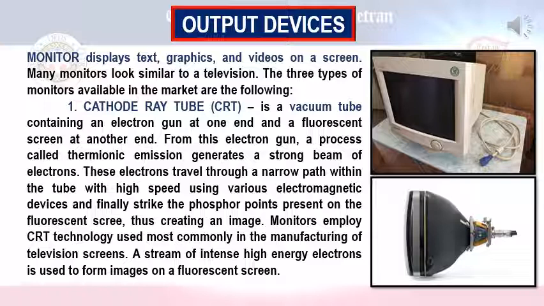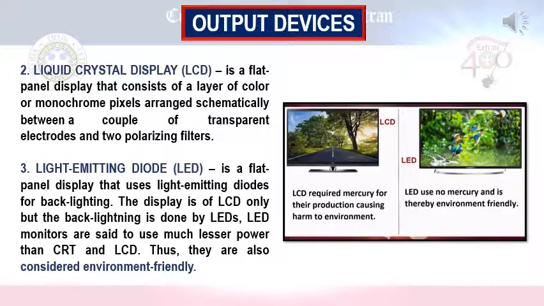A cathode ray tube is a specialized vacuum tube in which images are produced when an electron beam strikes a phosphorescent surface. Most desktop computer displays make use of CRTs. The CRT in a computer display is similar to the picture tube in a television receiver. A stream of intense high-energy electrons is used to form images on a fluorescent screen, but this is already replaced by the LED monitors because it generates more heat and it contains toxic materials such as lead, cadmium, and barium.